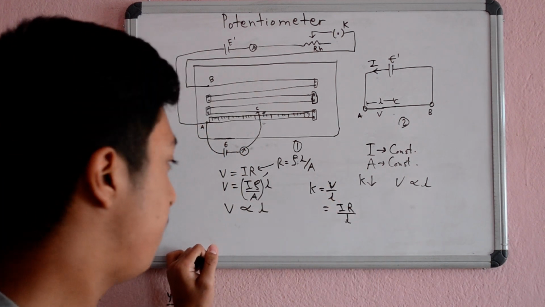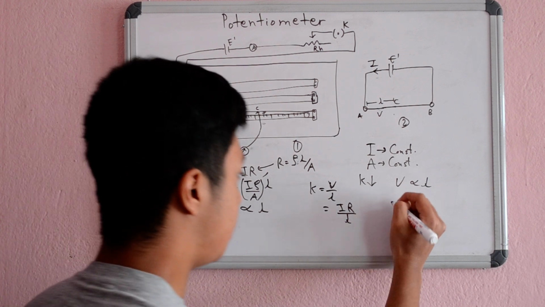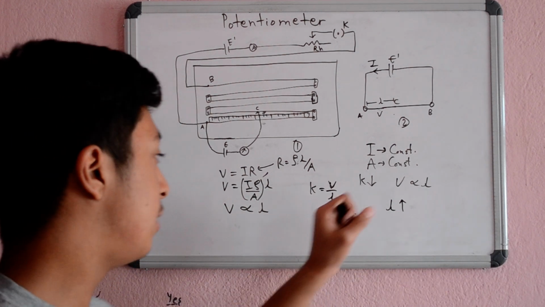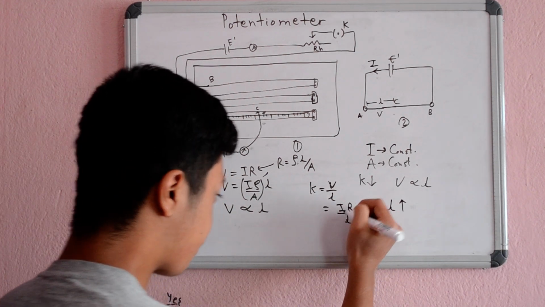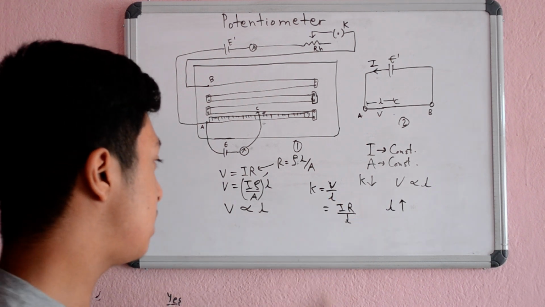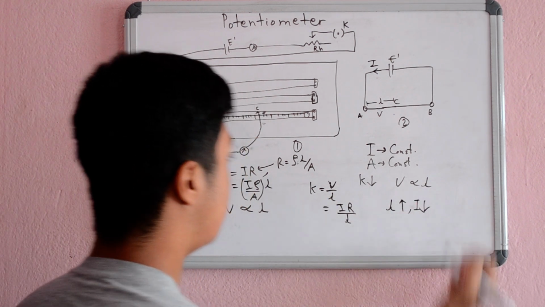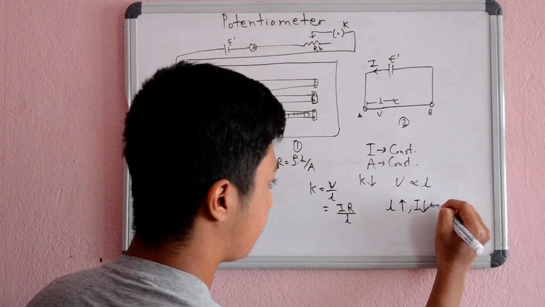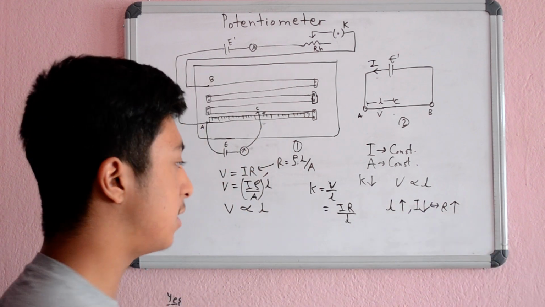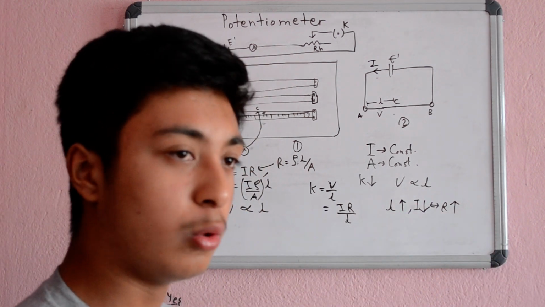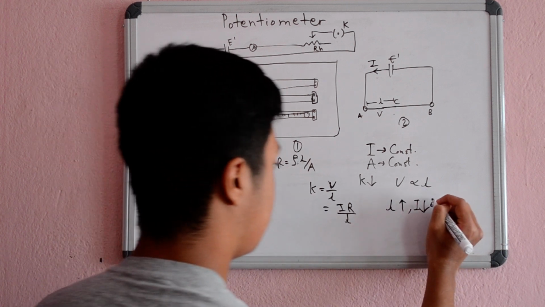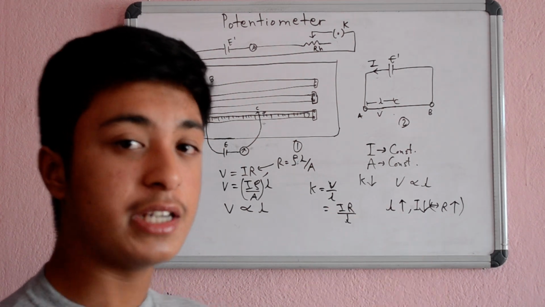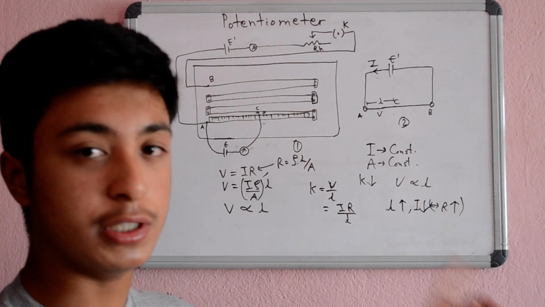V equals IR. Now here what you can do is you can increase the length of the wire so that potential gradient can decrease, or you can decrease the current flowing through the potentiometer wire. That means you can increase the resistance so that lower current can pass through it. So by decreasing the potential gradient, you can increase the sensitivity of the potentiometer.